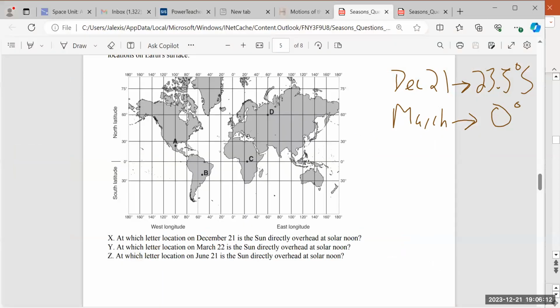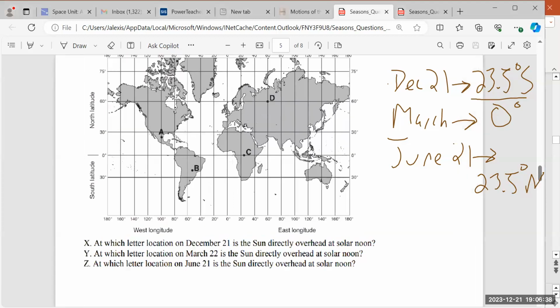So therefore, for June 21st, the latitude is 23.5 degrees north. Okay? So if I start with December, which letter is the sun directly overhead? It has to be at 23.5 degrees south.